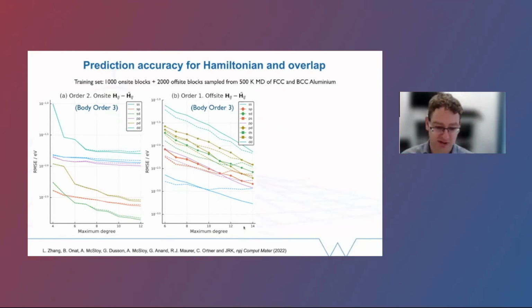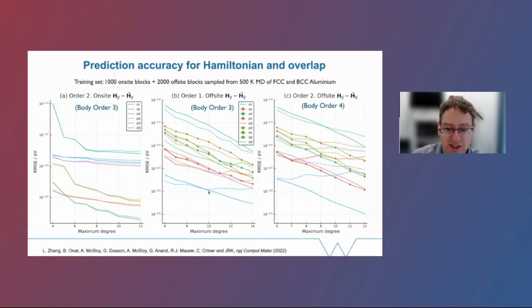So we increase the maximum polynomial degree that we use in our representations. The error on our training set goes down. The dashed lines are the error on the test set. They all go down as well nicely, but we start to see some overfitting for high polynomial degrees. So we restrict ourselves from going any higher.